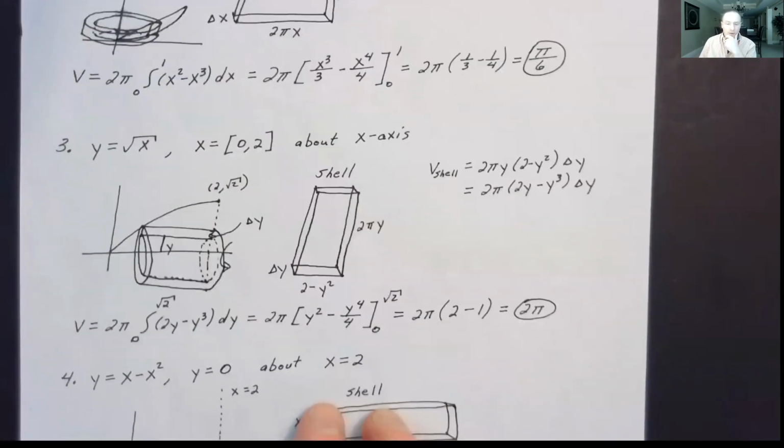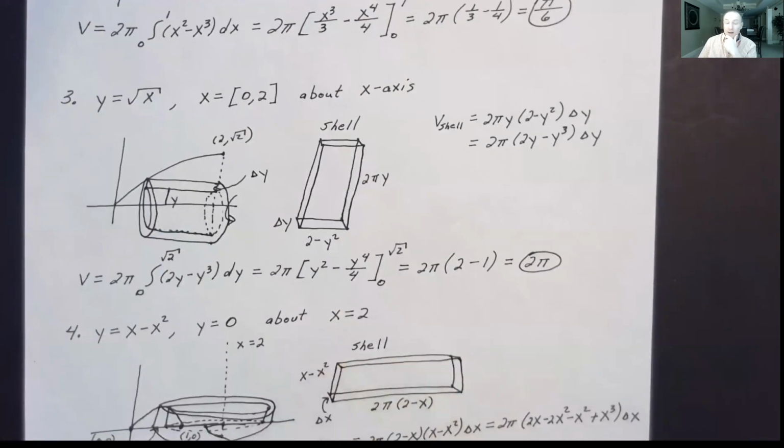Okay, what if I wanted to rotate about a horizontal axis? Now this is a problem I did in the notes in the last section with the slicing method. This problem is better done with slicing. Just want to show you it could be done with shells.